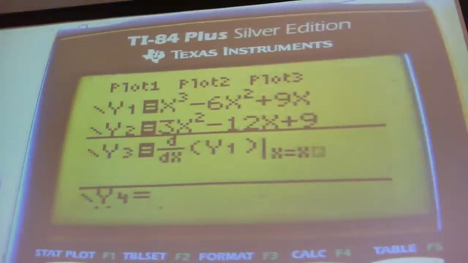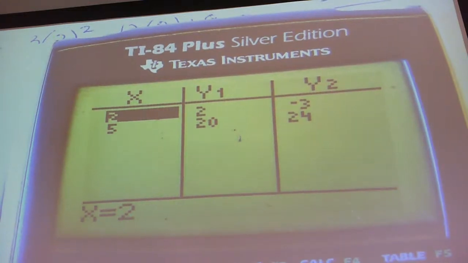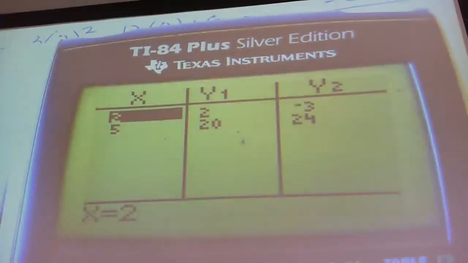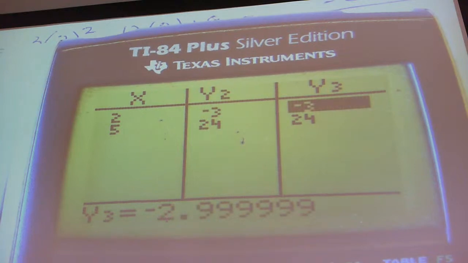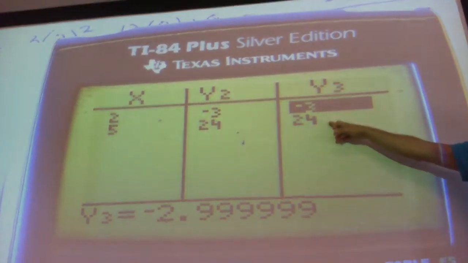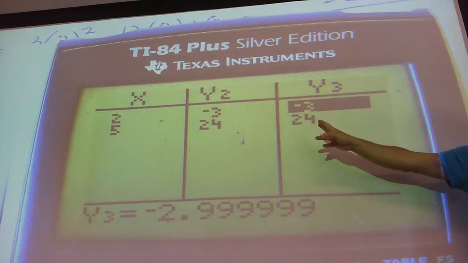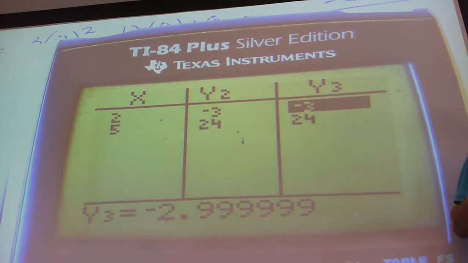What's the point? Well, the point is, when I go to the table, which ones should match? y1, y2, y3. Which should match? y2 and y3. y2 is my derivative by hand. y3 is the derivative in the calculator. If they don't match, something went wrong. We okay? So does anybody's calculator not match?